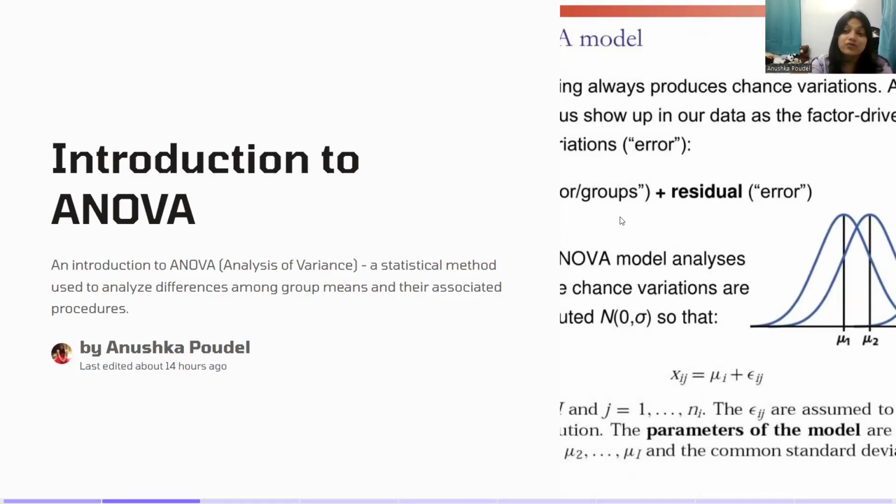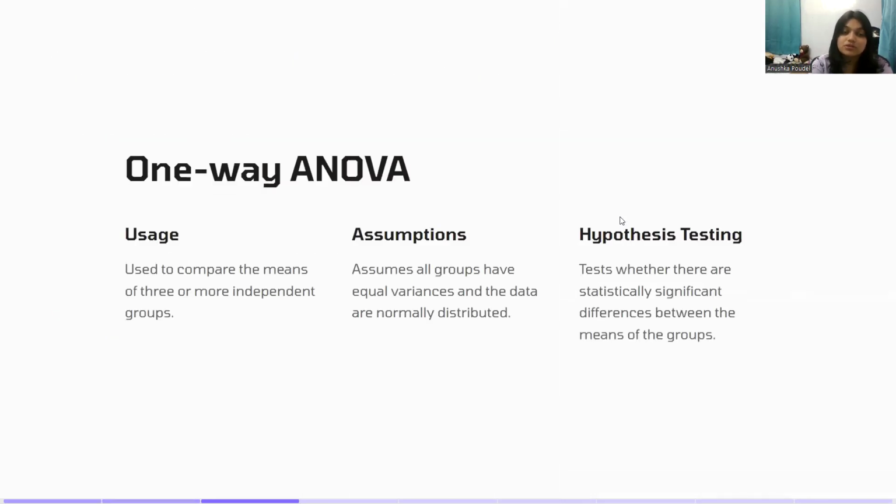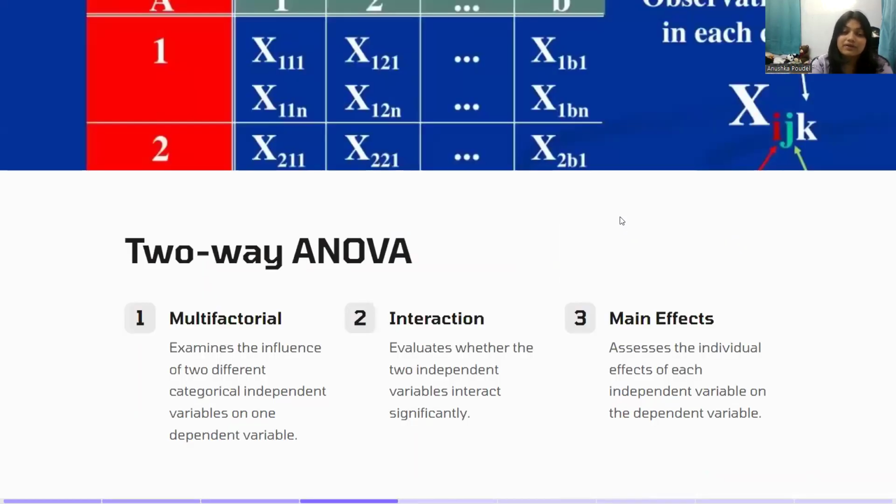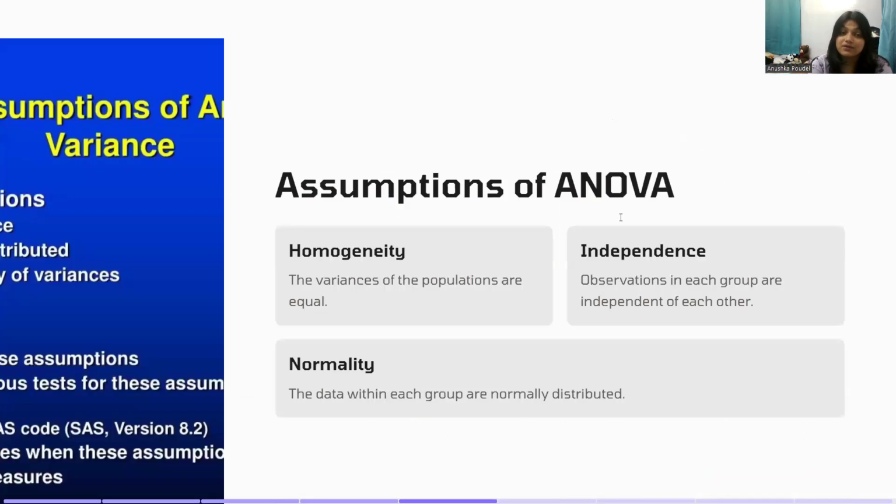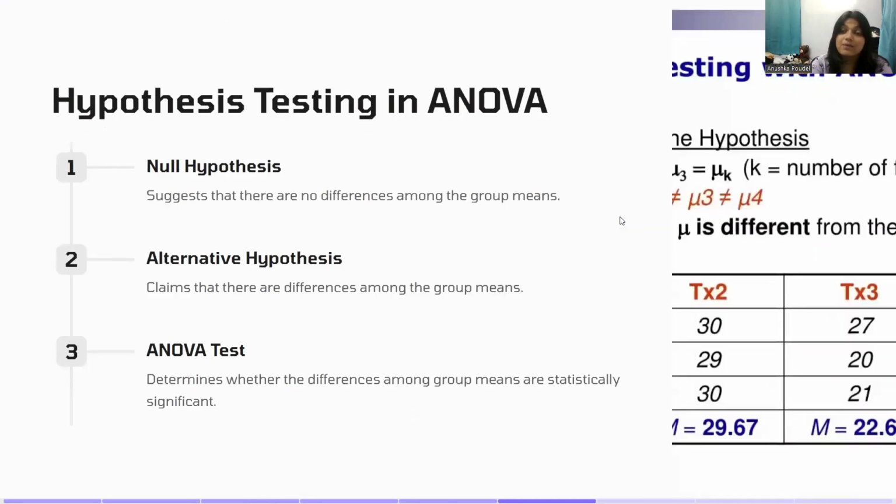We looked into two types of ANOVA, one-way and two-way. In one-way, we have three or more independent groups, and we have our assumptions and hypothesis testing. In two-way, we have multifactorial, which determines the influence of two different categories of independent variables. We have their interaction and their main effects. We make our hypothesis assumptions, where we have null and alternative hypotheses. The null hypothesis means we compare and all the means are the same, and the alternative hypothesis is taken up when the null hypothesis is rejected, which basically means that there is a significant difference.